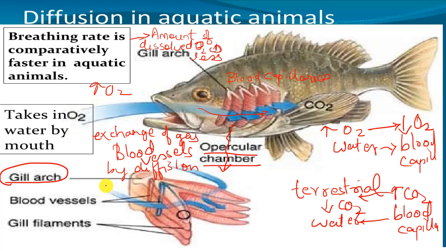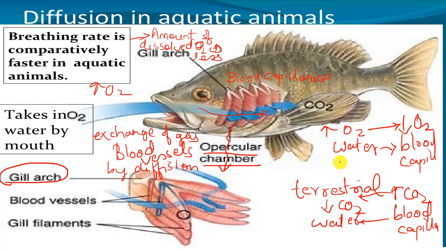Okay, so there are important points about fish breathing you have to remember. First point is the amount of oxygen dissolved in water is less. Second, hence fish drink in more and more amount of water, and hence they breathe faster so that they can drink in more and more amount of water. Thirdly, the water goes to the gills. What happens at the gills? There is an exchange of gases between the gills and the blood capillaries by the process of diffusion.